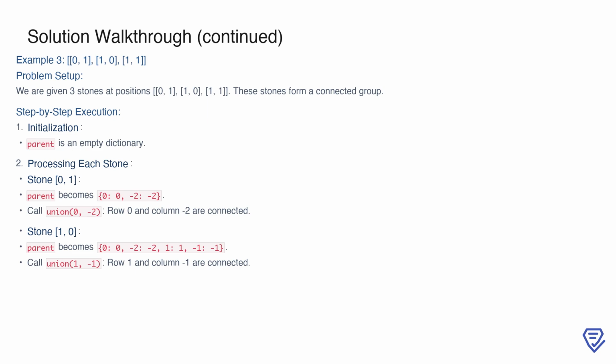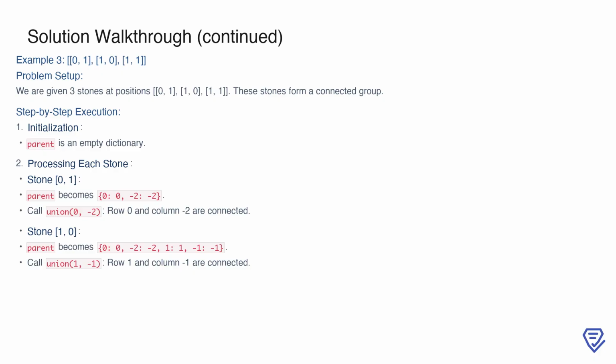This indicates that there are 3 separate components, 1 for each stone. Since we cannot remove any stones without breaking these components, the maximum number of stones that can be removed is 3 minus 3, which equals 0. The final output for this example is 0.